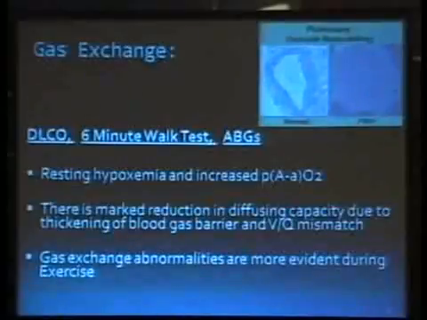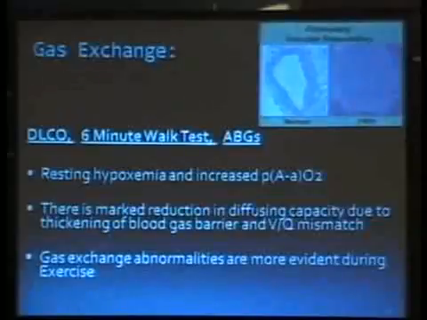There's a marked reduction in diffusion capacity also because there's thickening of the blood gas barrier, which is the interstitial thickening, and there's ventilation-perfusion mismatch, which is more evident when these people are asked to walk around. So what's the test you're going to do?